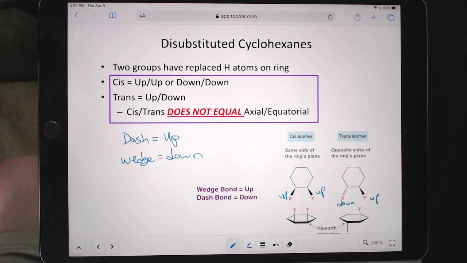It doesn't matter if it's axial or equatorial. That has nothing to do with it. Cis and trans is just up and down. That's all it means. You can use axial and equatorial to figure out if it's up or down, but cis and trans only deals with up and down.